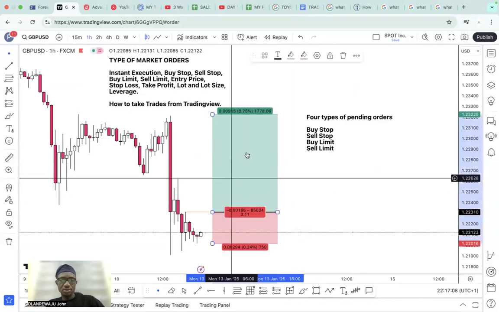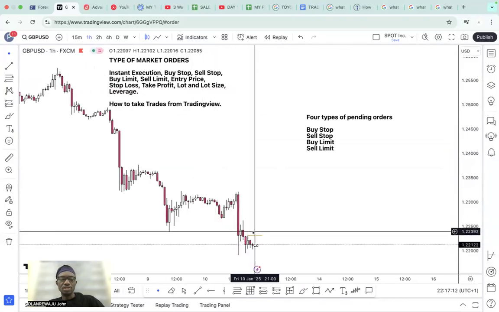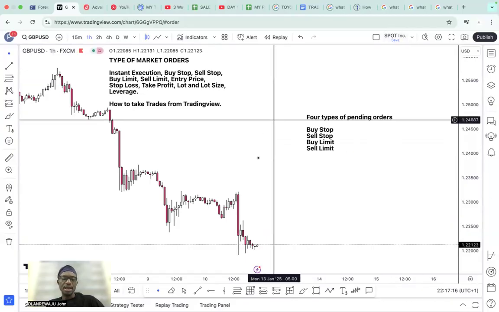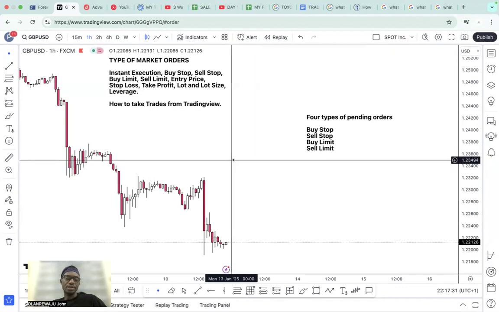Same thing as sell stop. Sell stop also means that I want to sell this market, but of course, I want to sell it at a future price. I want to sell it at a point that is lower than the current pricing level in the future.